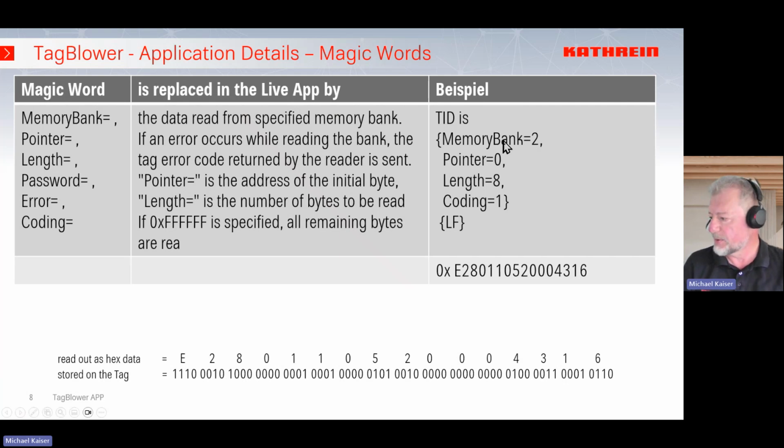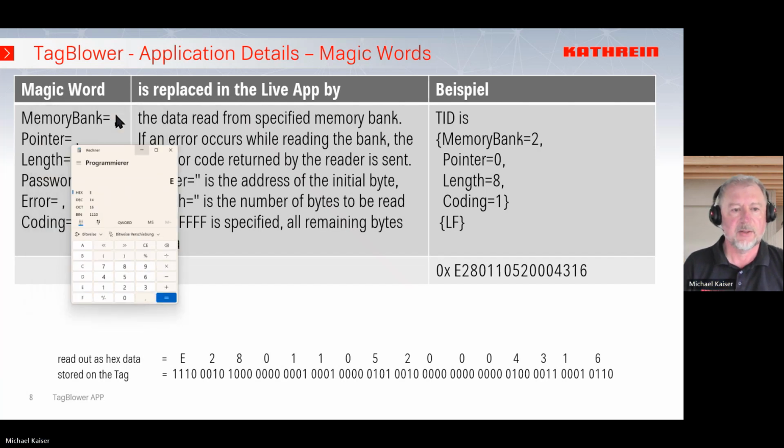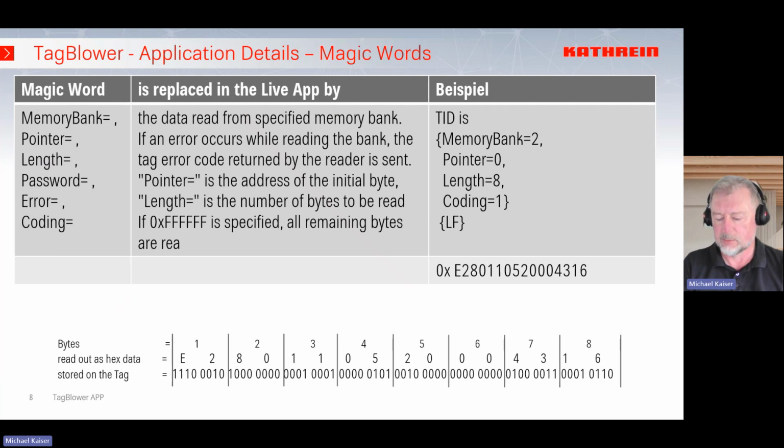If you have no experience with this, please have a look. Take your calculator, and when you select binary, and we have the 1110, and select hex, you see this is a capital E. So this is a way how you code the data. The data on the transponder is fixed, but you can code it on the way you need for your application. And finally, here is the counting that you see. We have 8 bytes in a row.